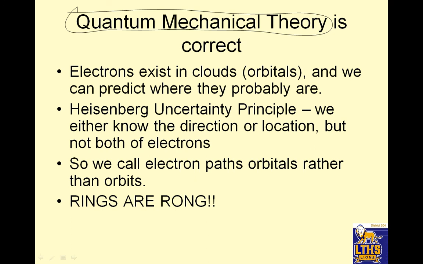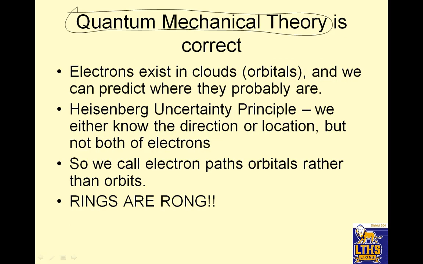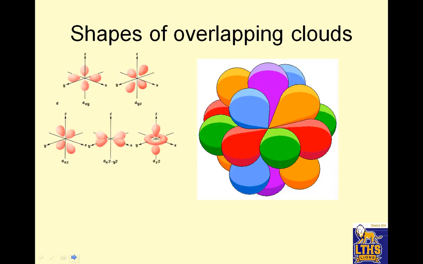Electrons exist in clouds. Just a quick little picture. You don't need to draw this, but see how those are not rings? They're weird donut-shaped clouds or puffy-shaped clouds. And we can predict where they probably are. Probably. Heisenberg uncertainty principle: we either know the direction or the location, but not both. So instead of calling electron paths orbits or rings, we call them orbitals. Rings are wrong.